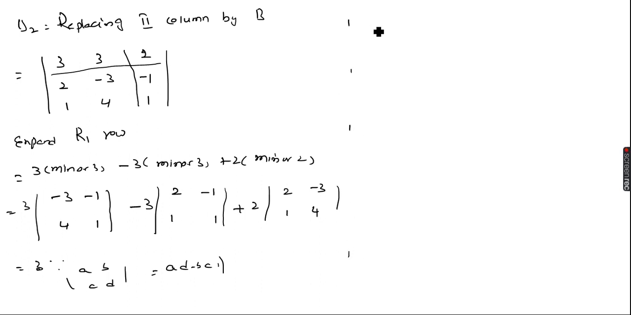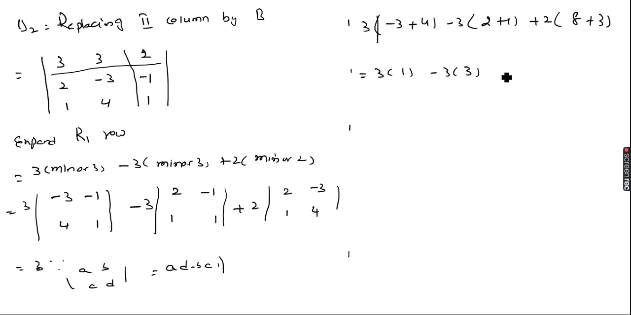And we do 3 into minus 3 plus 4, minus 3 into 2 plus 1, plus 2 into 8 plus 3. So therefore we get 3 into 1, minus 3 into 3, plus 2 into 8 plus 3. 8 plus 3 is nothing but 11. We get 3 minus 6 plus 22.